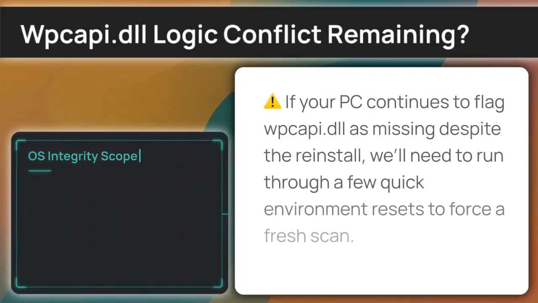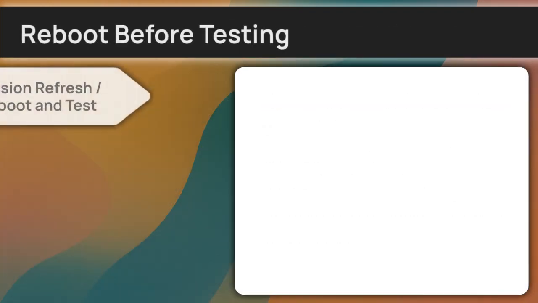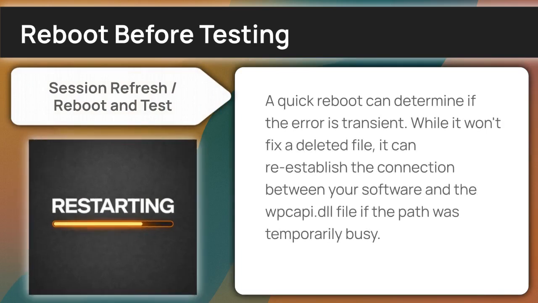If no luck was had with the redistributable package, we will escalate the fix by performing a targeted reset of the system state. If your system has been running for an extended period, a reboot might be necessary to resync your background processes and clear any temporary locks on the Wpcapi library file.